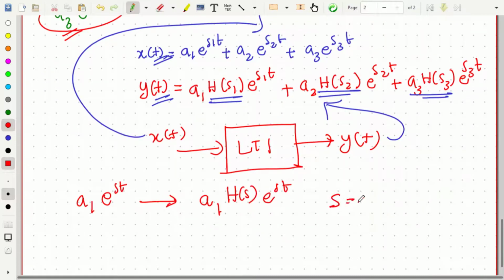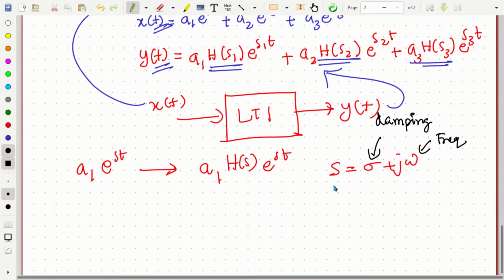So don't forget, s is equal to sigma plus j omega. This is the damping parameter which we have studied in the first unit, and this is the frequency parameter. So with respect to this, the sinusoidal frequency will vary, right? So far we were discussing this complex frequency. So this s is known as the complex frequency, but actually from now we are changing our attention to a special case of s, that is s is equal to 0 plus j omega.